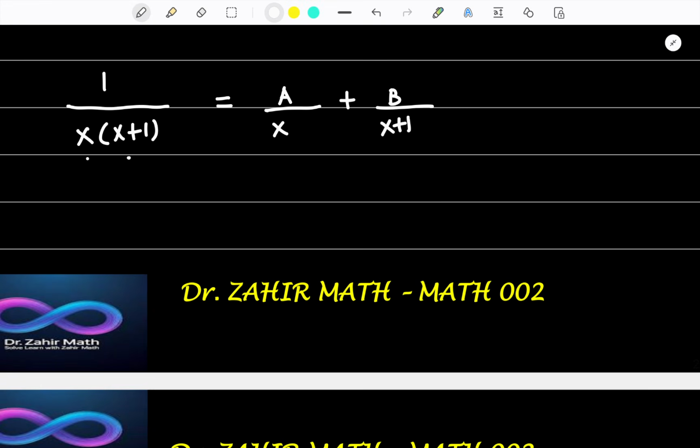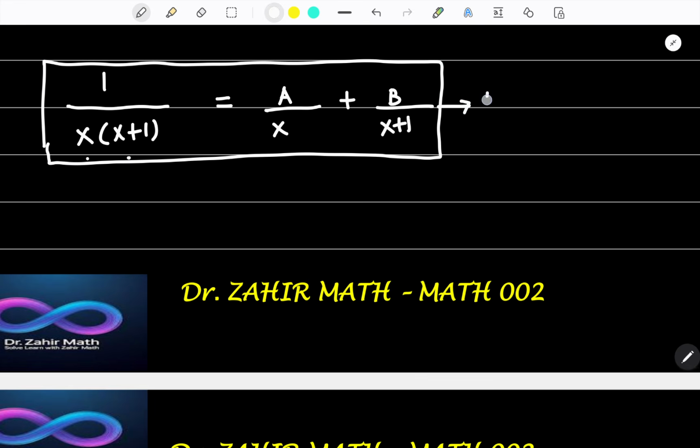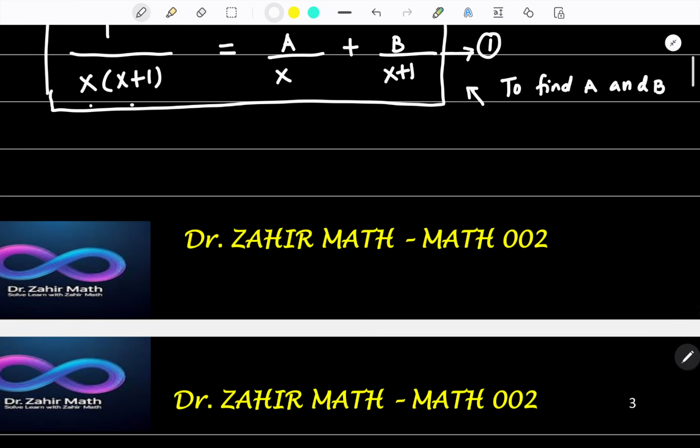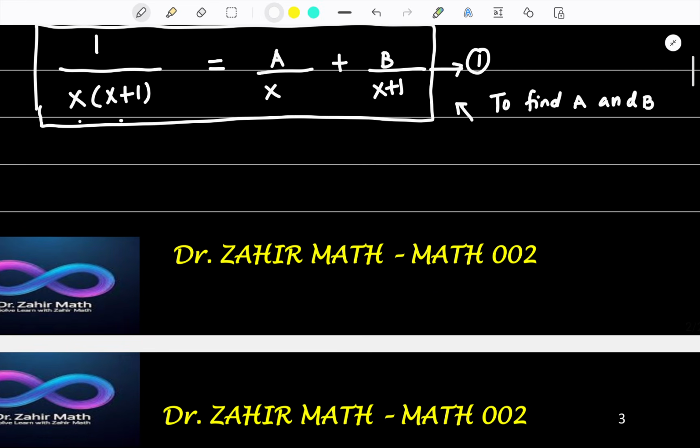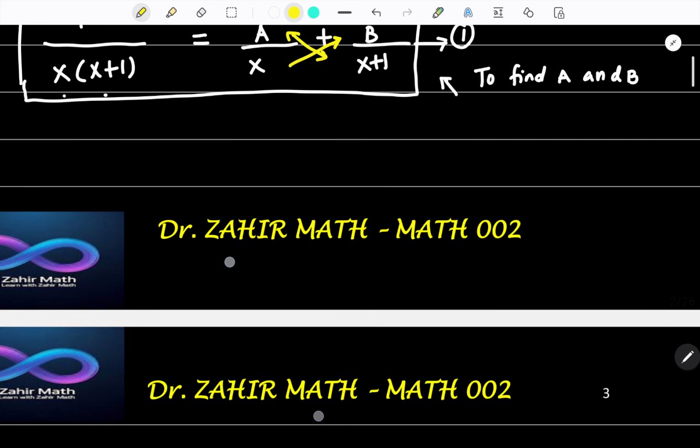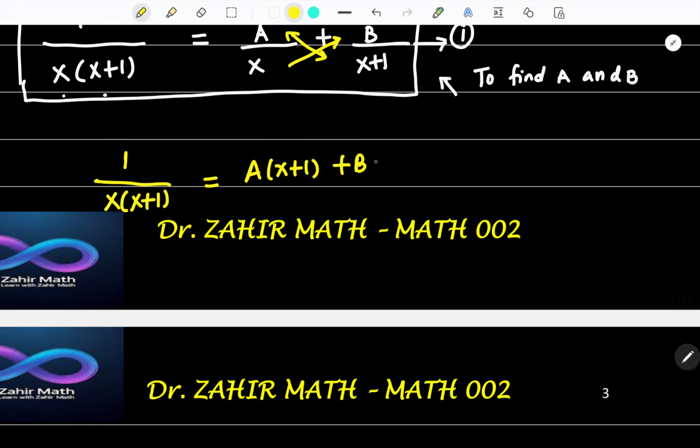That is our job. So you just call this equation number 1 every time. What is our job? Our job is to find a and b, right? And come back to equation 1 and put it. That is our job, right? So for this, I'm going to do some steps. Look here. I just multiply here and I just multiply here. So this equals what? 1 divided by x times x plus 1 equals a multiplied by x plus 1, this goes here, plus b multiplied by x, this goes here, divided by x into x plus 1.